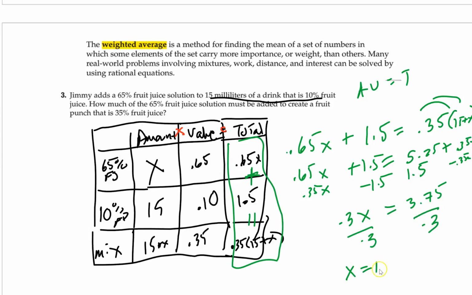So x equals 12.5. So that's how much of the 65% fruit juice I've got to add. I've got to add 12.5 milliliters to make my Willy Wonka creation of this mixture to be exactly 35% fruit juice. So that's a mixture problem. Next type of application problem we're going to work on, we're going to skip that one.